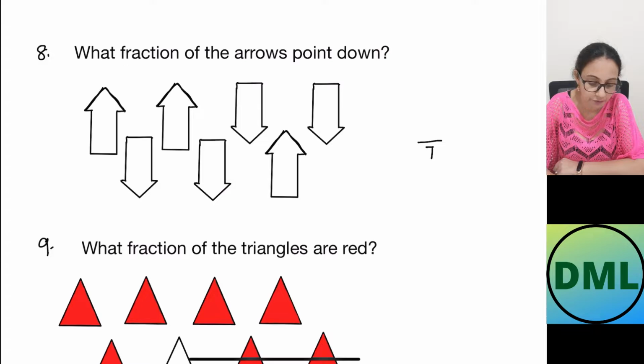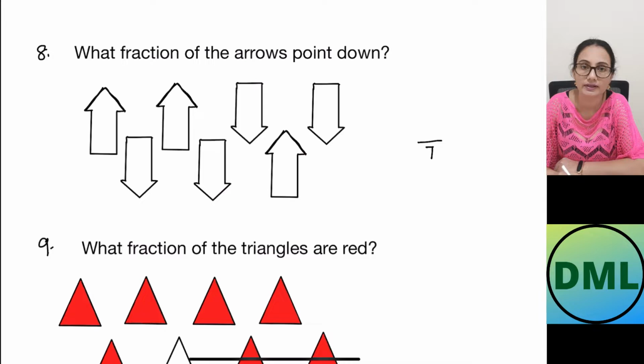Now I am looking for the arrows that point down. So in this first shape, is the arrow pointed up or down? Up, right? So in this shape also it is pointed up. Here it is pointed down. Here in this figure it is pointed down. In this figure also it is pointed down. In this figure it is pointed down. And in this figure it is pointed up.